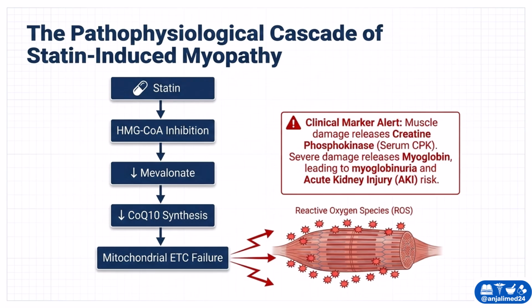Damaged muscle releases creatine phosphokinase (CPK) into the blood. In severe cases, myoglobin is released, which can lead to myoglobinuria and acute kidney injury. So, what started as a cholesterol lowering strategy can, in some patients, trigger a cascade affecting muscle and kidney function. Now, the big question is, can we prevent or manage this?